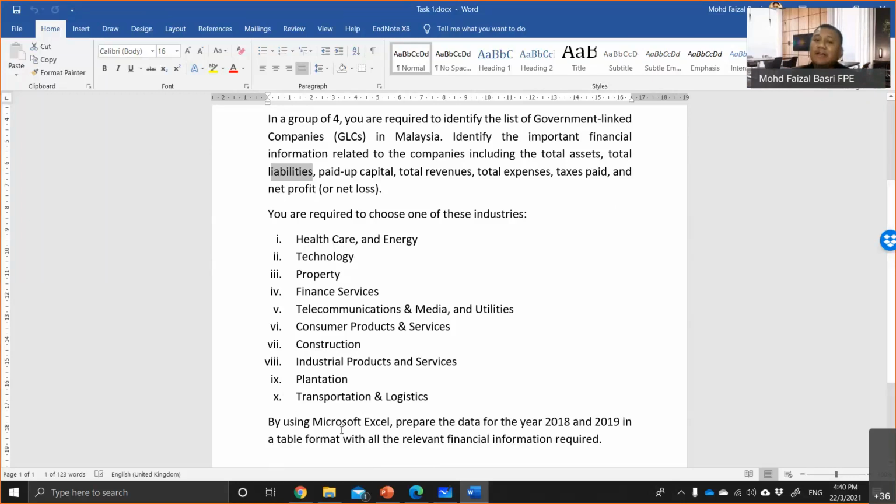This one has no analysis, I just want the data. So you need to use Microsoft Excel. Your assignments rarely use Microsoft Excel, so this is your time to test your Microsoft Excel presentation skills. Show me how you present your data, whereby you list down all GLC companies according to these categories, and show me all this information for 2 years, 2018 and 2019 only, because for 2020 some of the data is not available yet, and the data might not be accurate enough because of the pandemic in 2020. Some of the data, the assets, the profits and everything might be misleading.